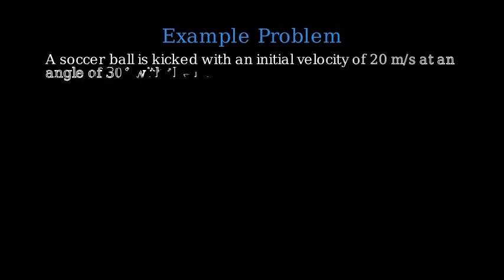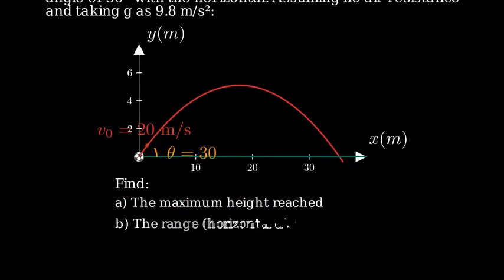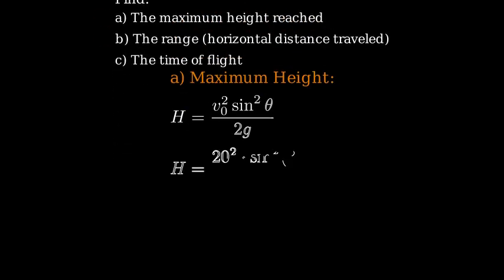Let's solve an example problem to apply what we've learned. A soccer ball is kicked with an initial velocity of 20 meters per second at an angle of 30 degrees with the horizontal, assuming no air resistance and taking g as 9.8 meters per second squared. Find A, the maximum height reached. B, the range, horizontal distance traveled. C, the time of flight. Let's start with the maximum height.